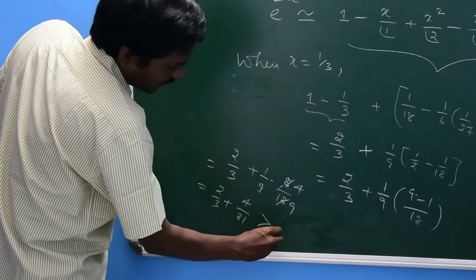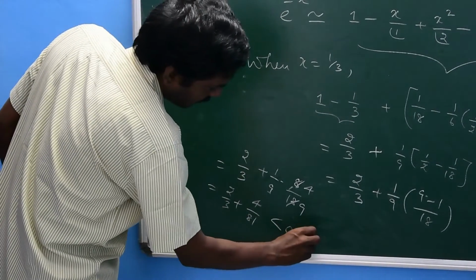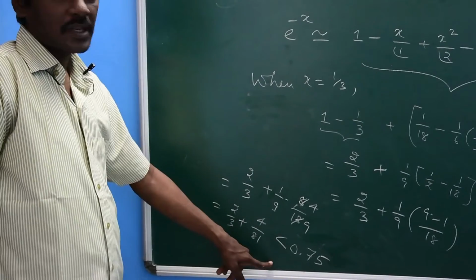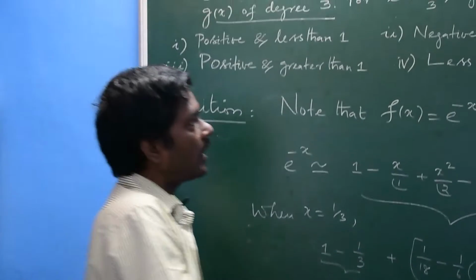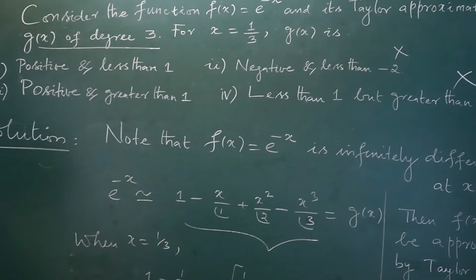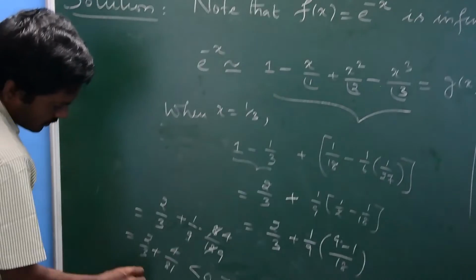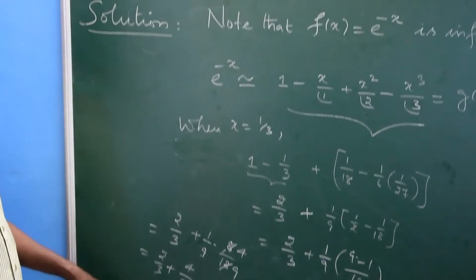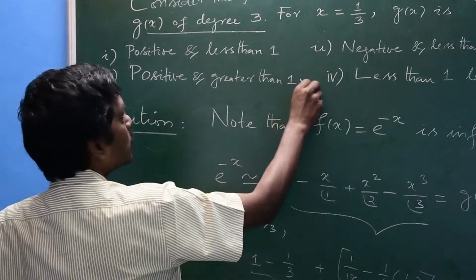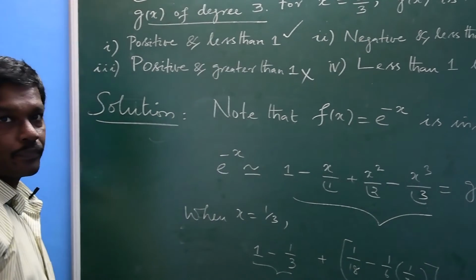In fact this is less than 0.75. On calculation you can see that this value is less than 0.75. Therefore option 4 is wrong. And obviously this value is less than 1 also. So less than 1 and positive. Therefore option 2 is wrong. So what we are left with is option 1.